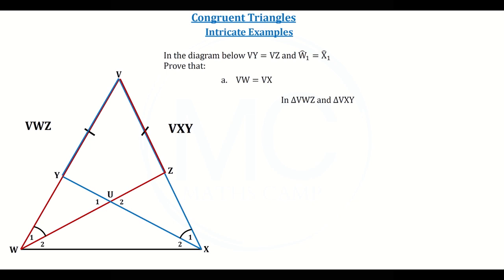Now we can look at the information we've been given in the diagram. Straight away, we can see that Vy over here is the same length as Vz. So we can make the statement that Vy is equal to Vz. We know that this is true because this has been given to us in the diagram.